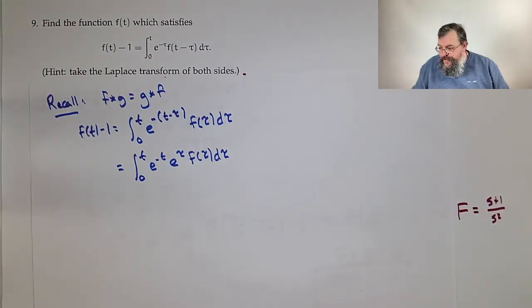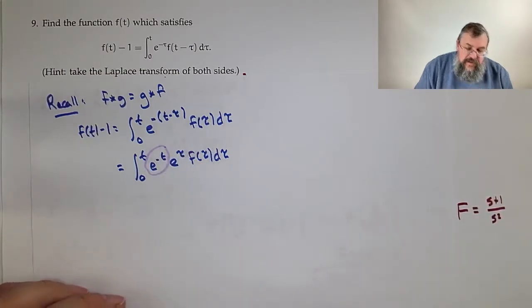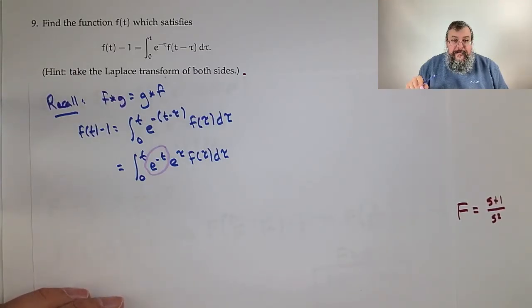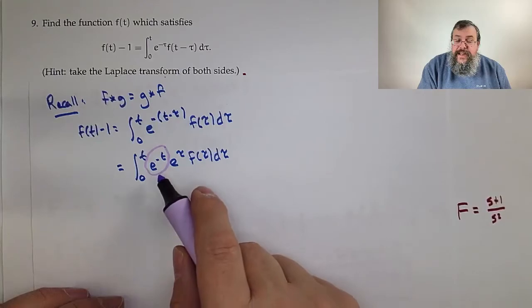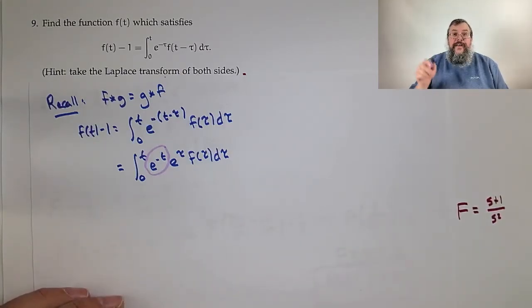Now, question for you. When you look at this part right here, this part being the e to the minus t, with respect to this integral, what is it? Now, the integral is with respect to tau. E to the minus t has nothing to do with tau. It is a constant. And what can you do with constants?